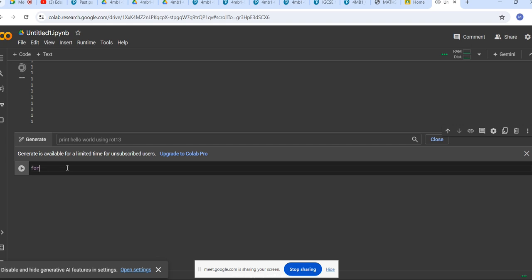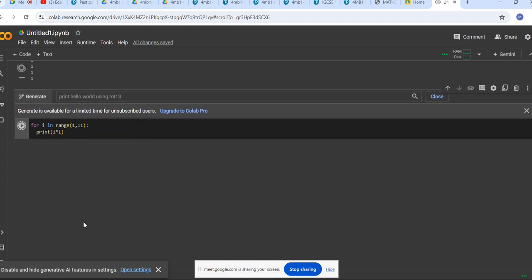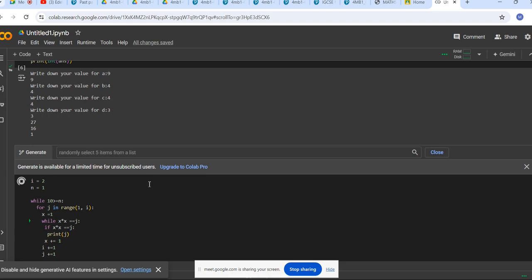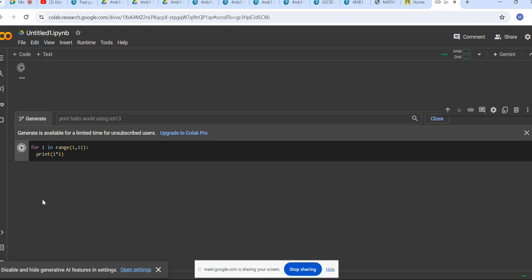I can use a for loop also, for I in range. This is going to be 1 to 11. And then I can write print I multiplied with I. This one should give you the final answer, I think. So I'll just delete the previous one, which is still running. Now I can run this one. I think this one will give you the final answer.